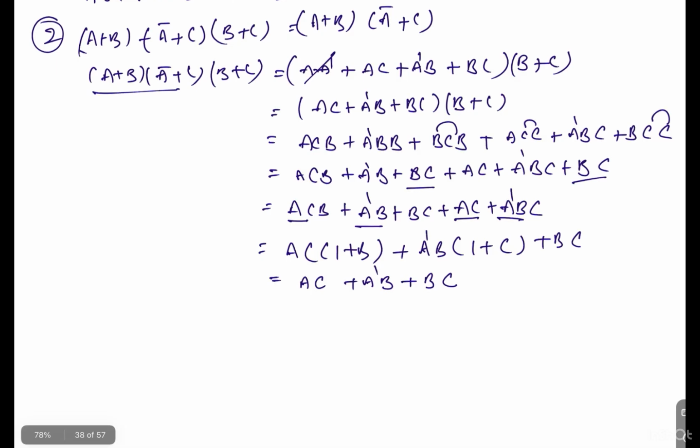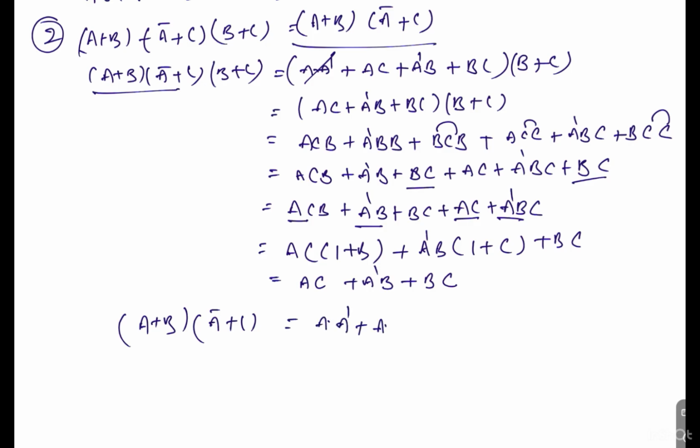Now we need to take the right hand side. So this right hand side is (A + B)(A bar + C). If you multiply these two, A·A bar + A·C + A bar B + BC. So A·A bar will become 0. So this is nothing but AC + A bar B + BC. So LHS equal to RHS.